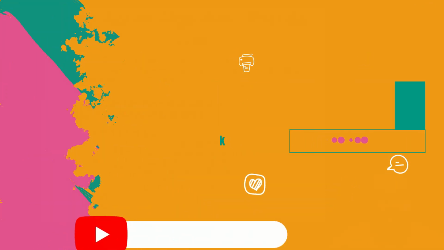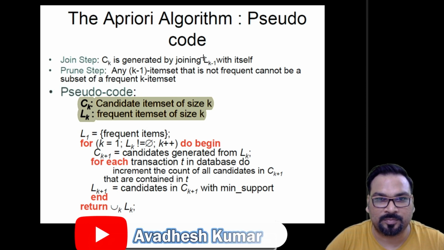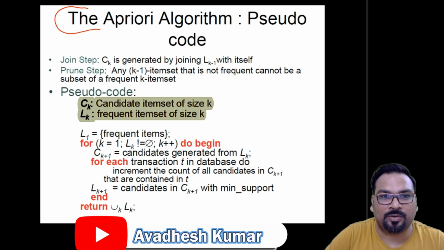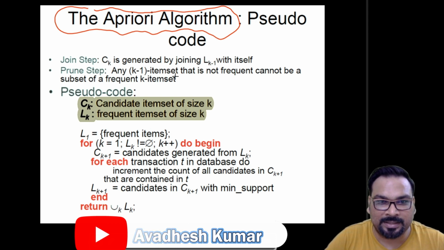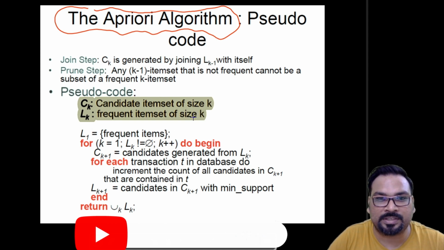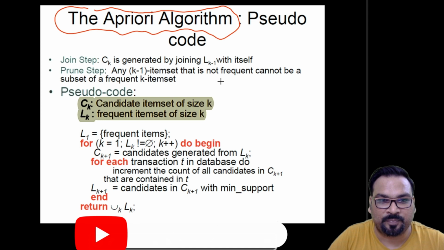Hello friends, so today I am going to talk about the Apriori algorithm. In the last video we discussed a few important concepts related to the Apriori algorithm. But in this video I am going to discuss how to form a strong relation among given items.